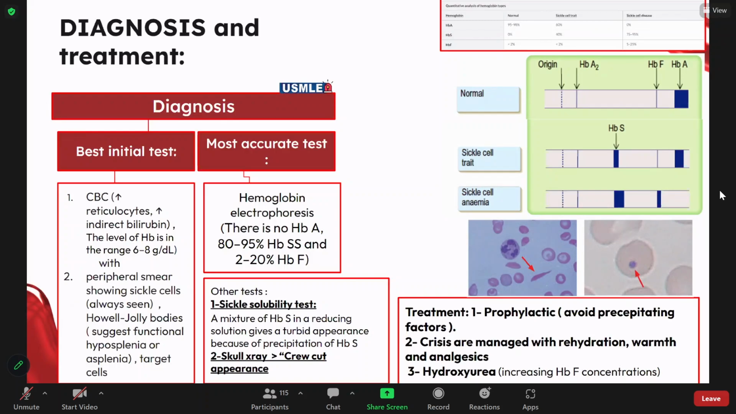For the treatment, sickle cell anemia is not a curable disease. So we have to prevent the symptoms by prophylaxis, avoiding precipitating factors. Also, if a crisis occurs, we have to manage the symptoms with rehydration, warmth, and analgesia. Also, we can use hydroxyurea, which increases the hemoglobin F concentration and prevents sickling.